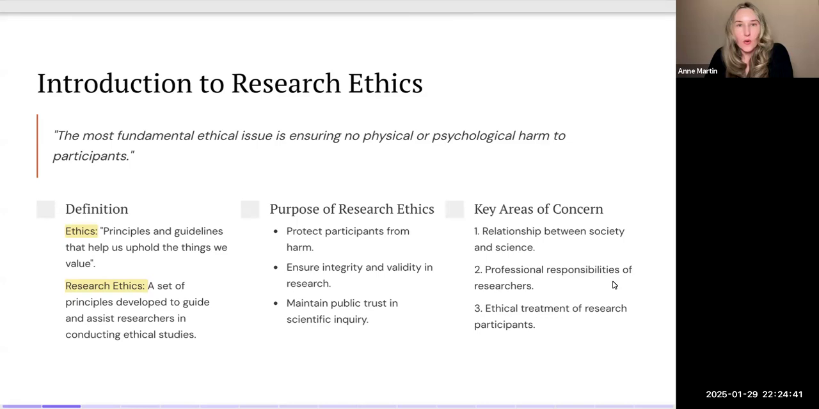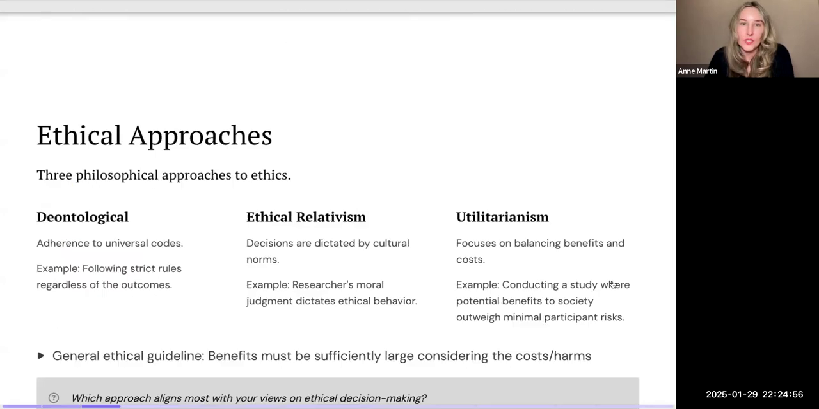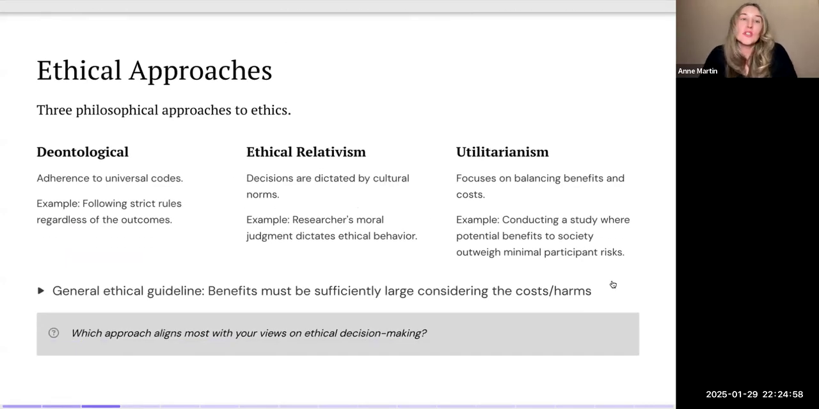In the text, you are going to read about the relationship between society and science, some considerations about researchers having professional conduct as they engage in research, and then most importantly, how to ensure the ethical treatment of research participants. When we talk about how ethical approaches are determined, we are drawing from the philosophy as it relates to ethics. In the text, we talk about three different philosophical approaches to ethics. There are more, but these are some to consider.